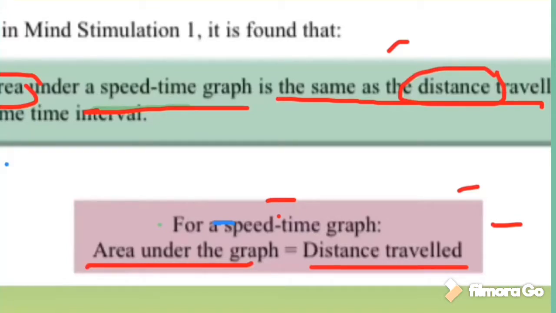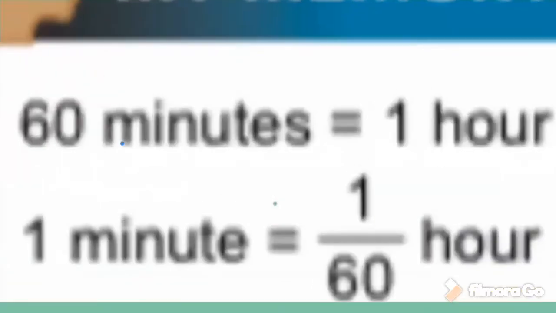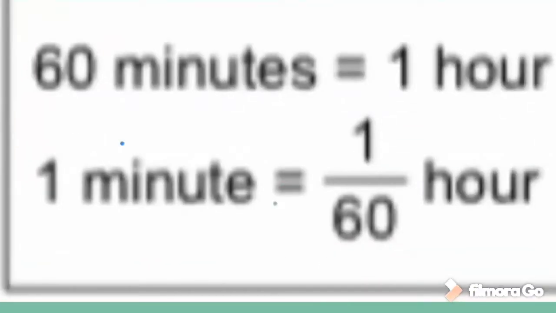Better. Now I want you to do a few exercises in your exercise book. So the exercise is here. Before you do the exercise, remember when they give you minutes, you have to convert to hours. Please remember this. 1 minute is 1 over 60 of an hour. If 10 minutes, 10 over 60 of an hour.